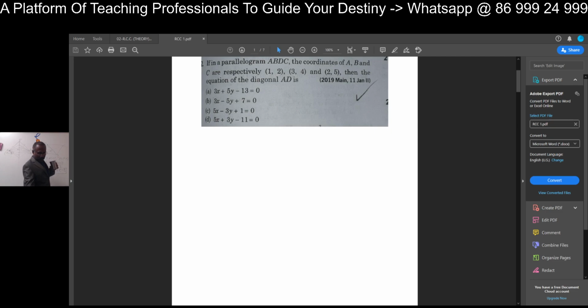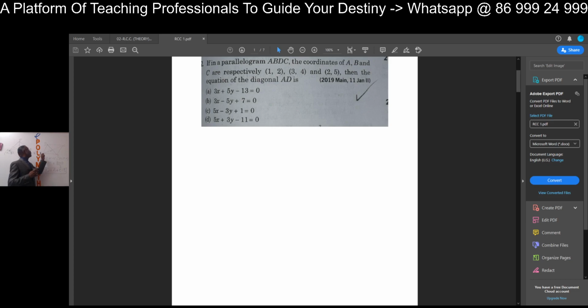If you work out, please let me know the answer option, because it is related to straight line. It is asking for the equation of the other diagonal in a parallelogram or rectangle or rhombus or square. The diagonals bisect each other.